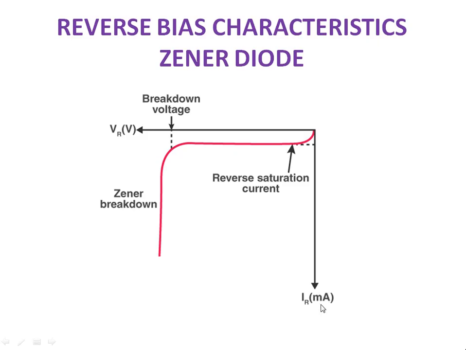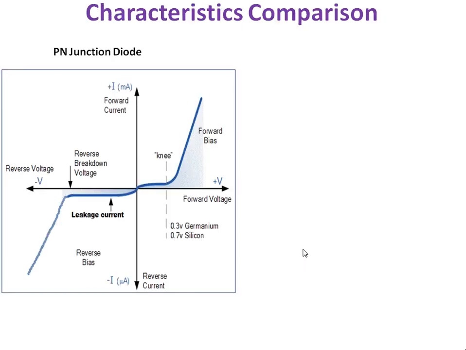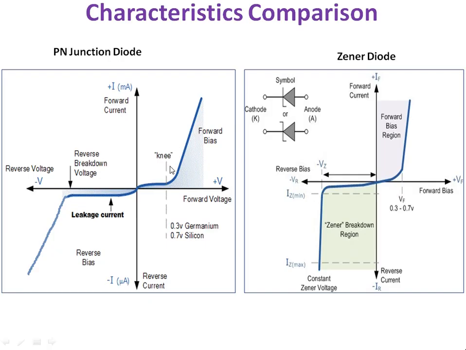So look at the scale. It is in milliampere. But in the PN junction diode, the reverse bias current is in microampere. Now let us compare the VI characteristics of the PN junction diode and the Zener diode. Look at the characteristics. During the forward bias condition, both the diodes are the same. But what about the reverse bias condition? In reverse bias condition, the current flowing through the PN junction diode is in the order of microampere. But here it is in the order of milliampere.